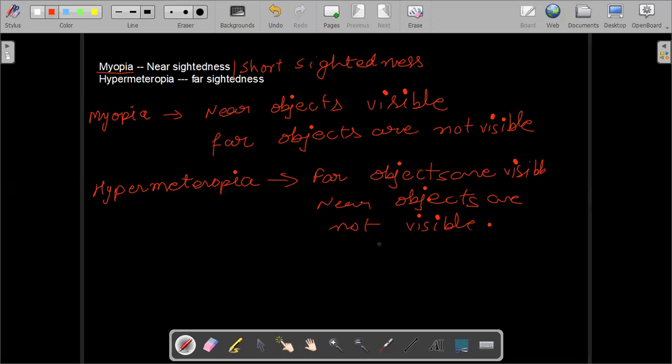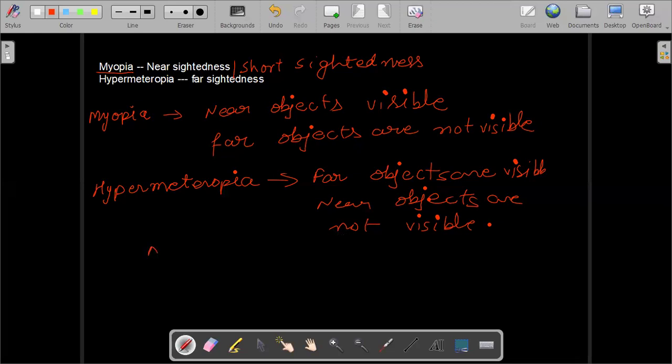So try to understand this. Sir, what is the near point of hypermetropia? Yeah, what happened? What is the near point of hypermetropia? Okay, near point. It can be any point up to which the person cannot see.